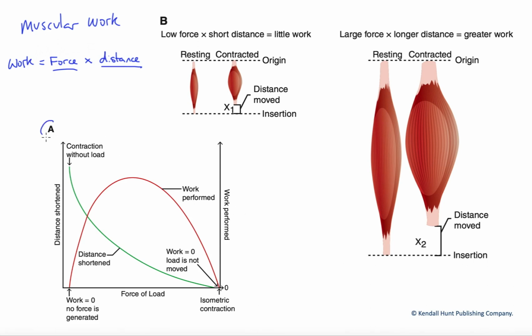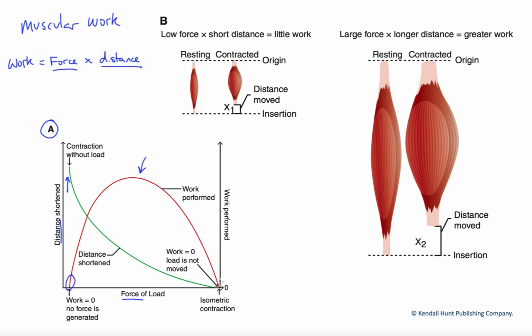Look at graph A. What we see is that work, remember, equals force times distance. So force is on our x-axis here, distance on our y-axis, and work performed in our red trace here. Now, as you can see, at very low loads, the force of the load being very small, we can move that load very large distances. We can shorten a muscle dramatically when the load is very small. But of course, that means we're multiplying by a very small load or force and generating very little work.